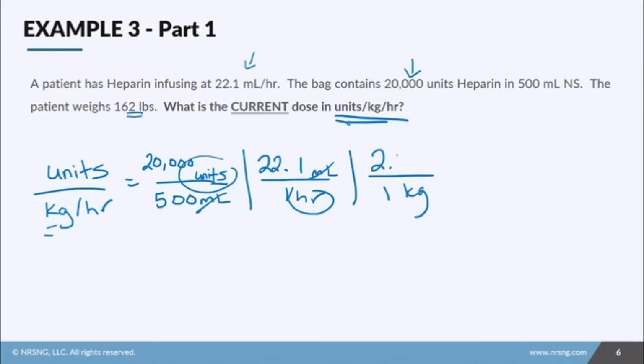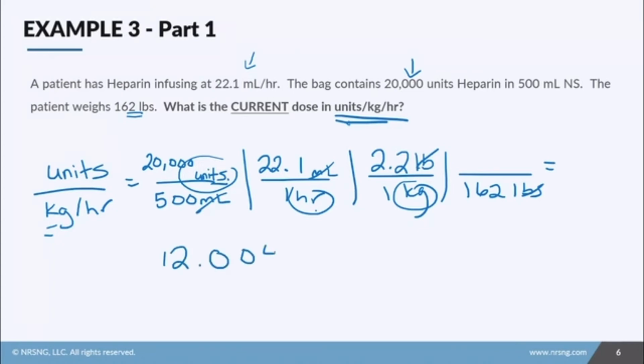So 1 kilogram is 2.2 pounds and the patient weighs 162 pounds. Cancel pounds. Now we've got what we need. Units per kilogram per hour. When you do this math, you are going to end up with 12.00493 units per kilo per hour.